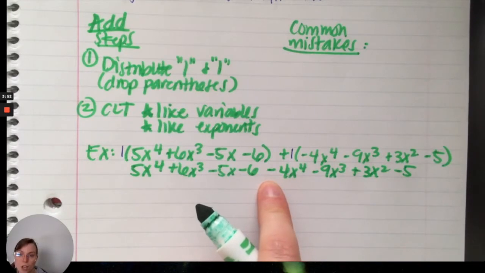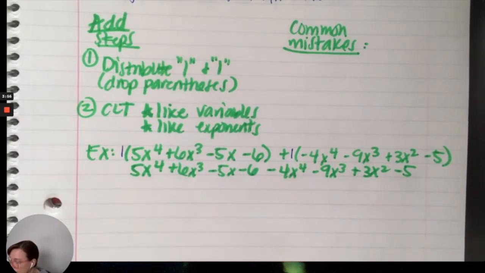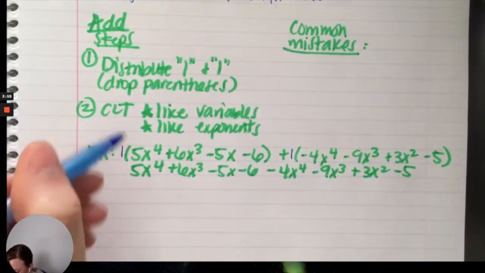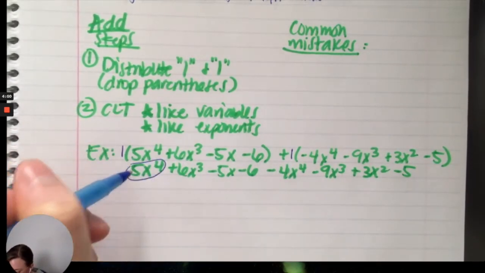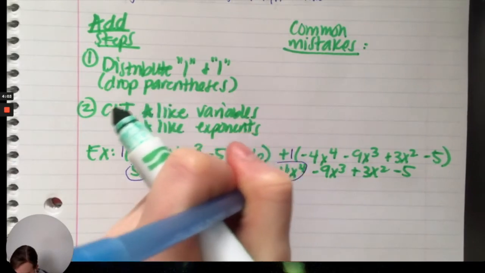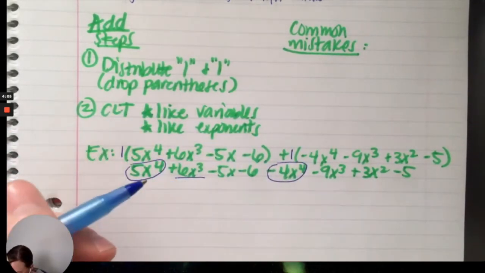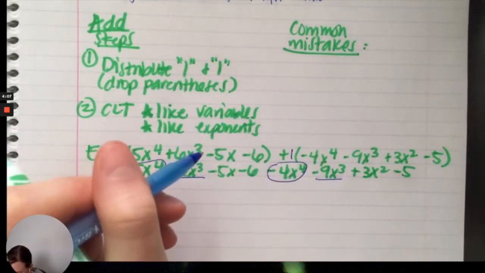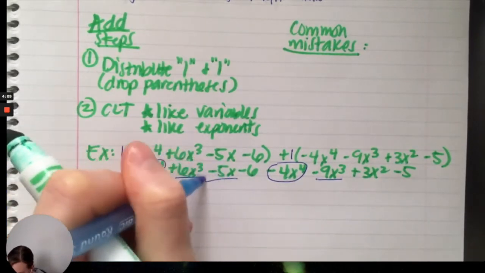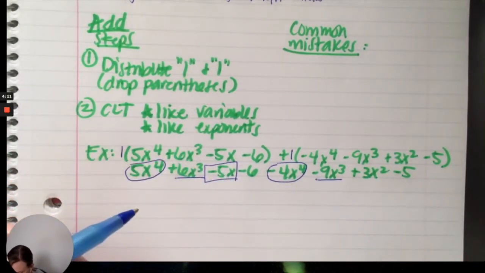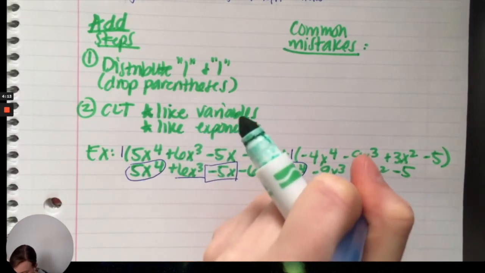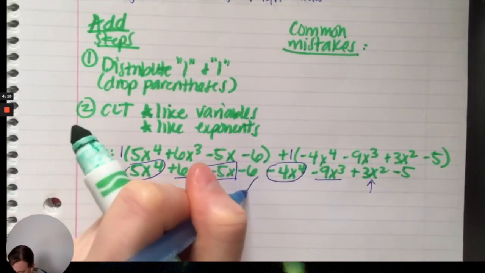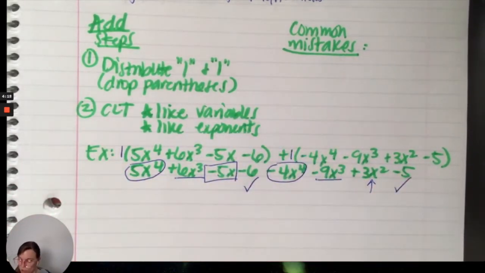Okay, now we're going to combine like terms, and remember they have to have like variables and like exponents. So I'm going to look, okay, so I have an x to the 4th. There's another x to the 4th. I have an x cubed, an x cubed. I have an x to the 1st. None of those. I have an x squared. I have a negative 6 and a negative 5. Both are constants.